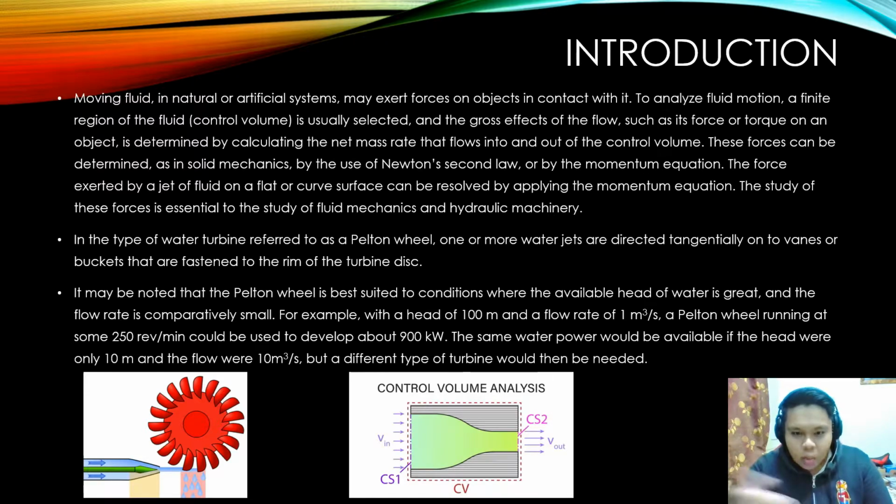For example, with a head of 100 meters and a flow rate of 1 meter cubed per second, a Pelton Wheel running at some 250 revolutions per minute could be used to develop about 900 kilowatts. The same water power would be available if the head were only 10 meters and the flow rate were 10 meters cubed per second, but a different type of turbine would be needed.